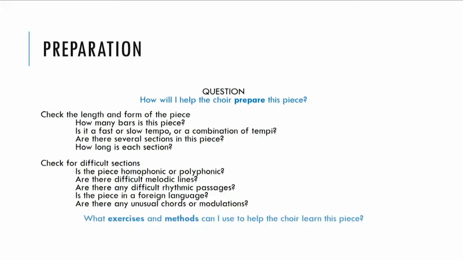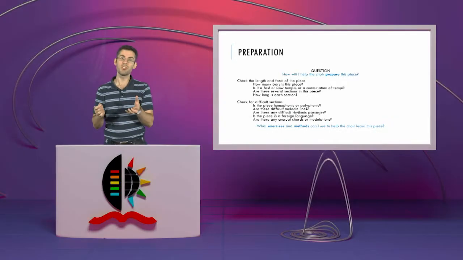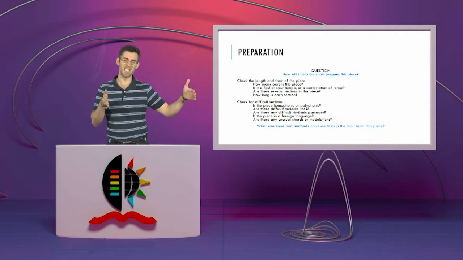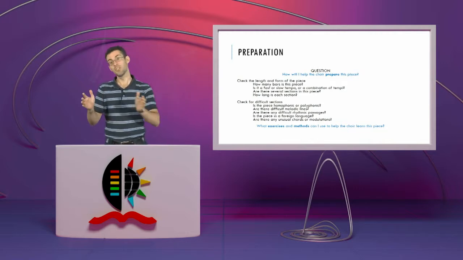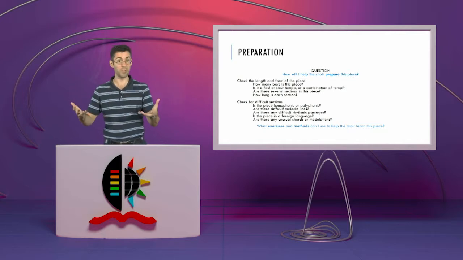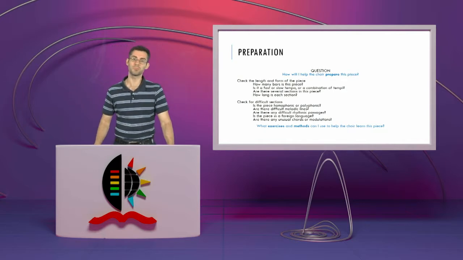Perhaps there's a very long opening section, but a very short middle section, which is a quite contrasting feel to it, maybe even a slower tempo. How are you going to make those transitions when it is a long section and people can get tired while they're singing, so that the second section still sounds fresh when you perform it?